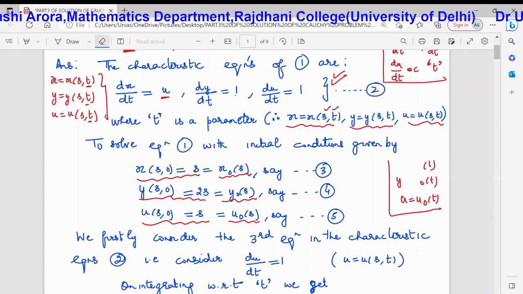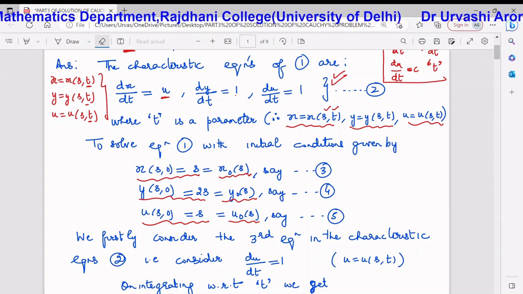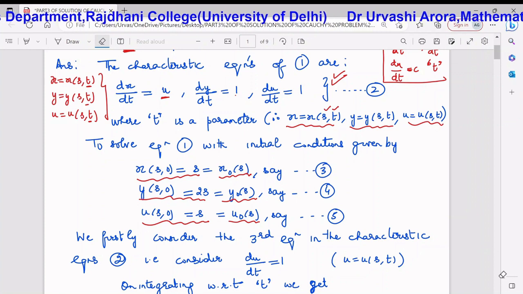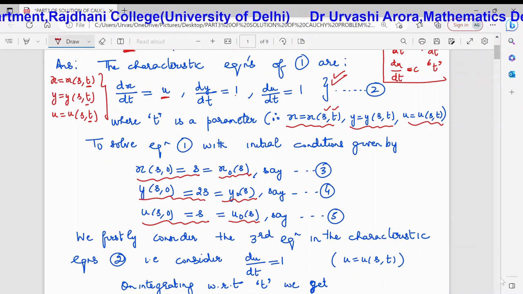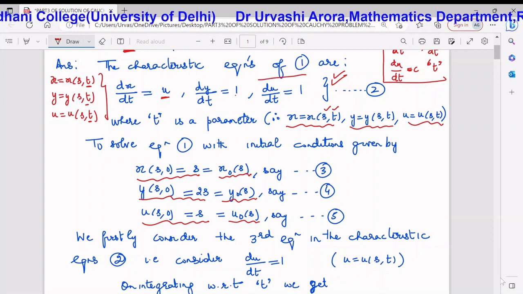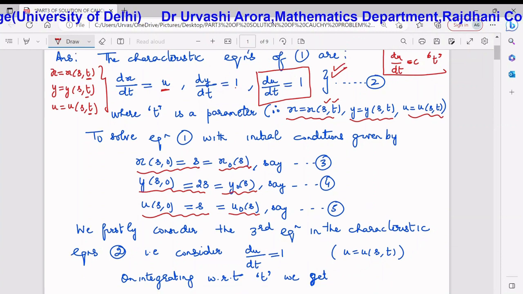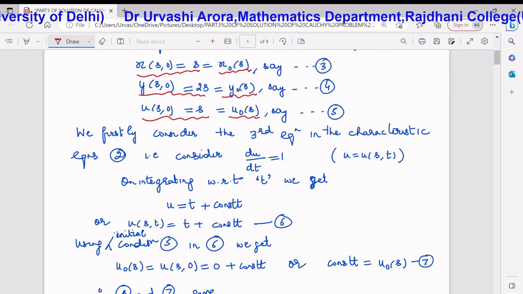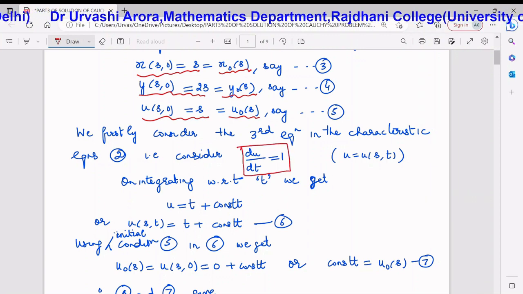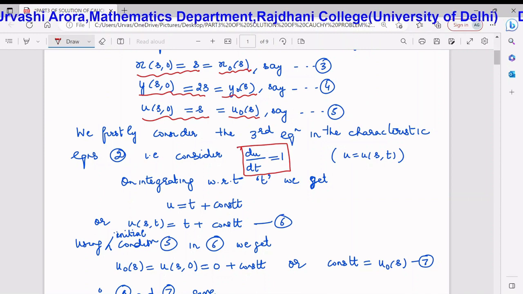So now with these three initial conditions which we have marked as 3, 4 and 5, what we do is we consider the third equation first in the characteristic equations 2, that is du by dt is equal to 1. I just integrate with respect to t, because I know that u is a function of s and t.